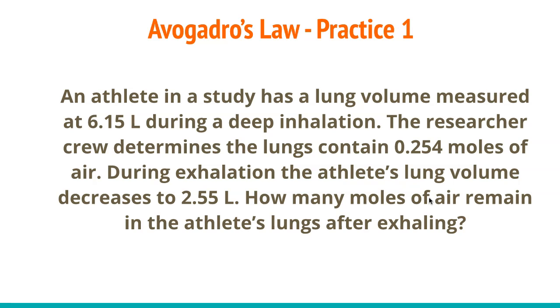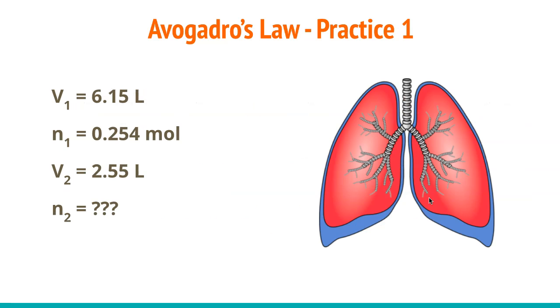So find your variables, then apply them to Avogadro's law. All right, here are the variables. V1 was 6.15 liters, N1 was 0.254 moles, V2 was 2.55 liters, and N2, the final number of moles, is what we need to figure out.